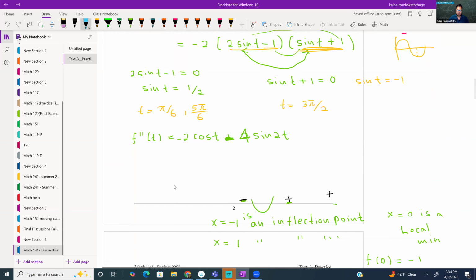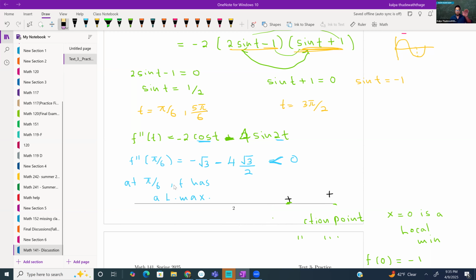I'm going to plug each of my critical points into the function. Okay, so f double dash of pi over 6. I know cosine pi over 6 is root 3 over 2, so it becomes negative root 3. Cosine 30 is root 3 over 2, okay? And if you put 30 here, it becomes 60. Sine 60 is root 3 over 2 again. So this is a negative number. Actually, the value doesn't matter. The sign, plus or minus, is what matters here. So if you get the second derivative negative, it means at pi over 6, f has a local max. The second derivative negative means concave down. Concave down means you have a maximum.